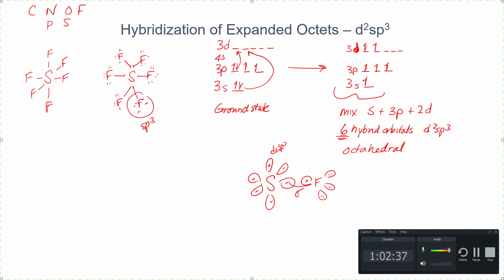So this is how we handle expanded octets. And also this is the process by which we go about drawing an orbital picture. There are practice problems on drawing orbital pictures that you can try. There's also an online quiz where you're going to draw out an orbital picture and then upload it to Canvas for grading.